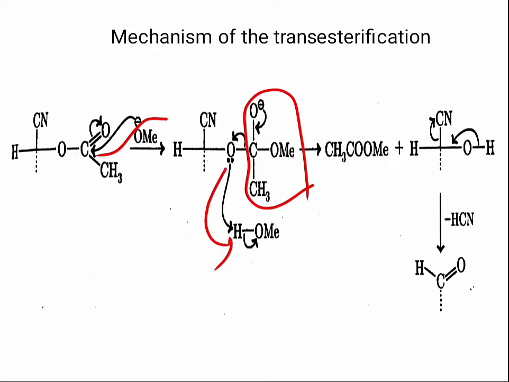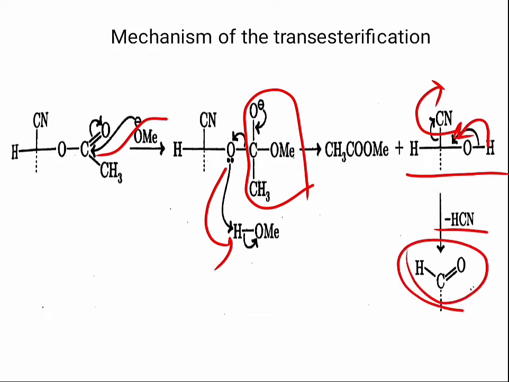So you are getting CHOH-CN. And after that this hydrogen also leaves by taking this cyanide as HCN, and you will get a lower aldehyde. If it has n number of carbon atoms, this will have n-1 carbon atoms.